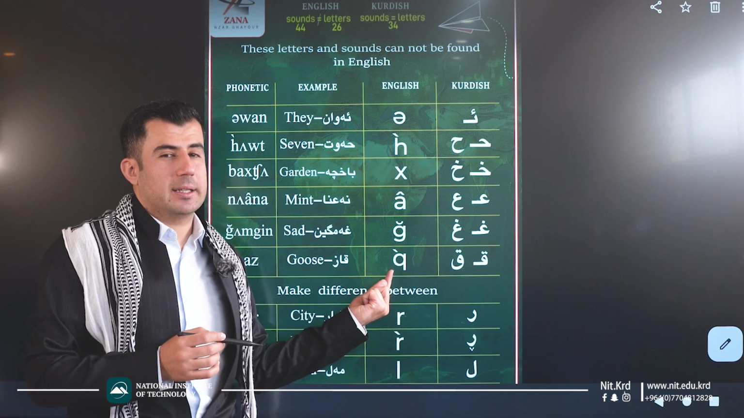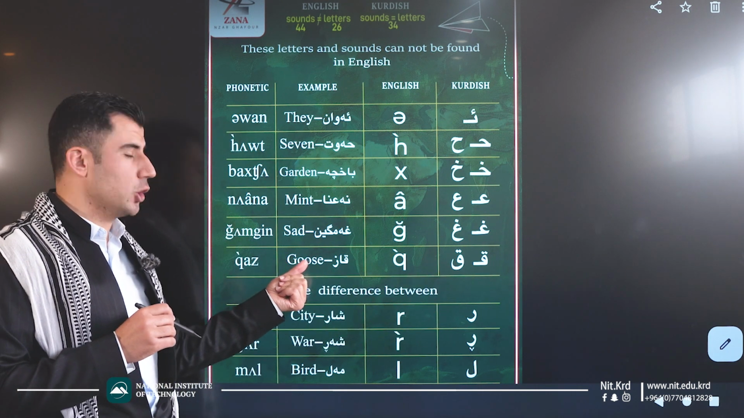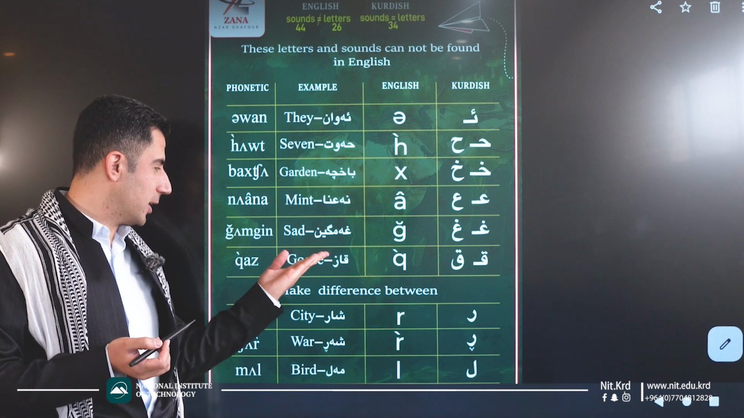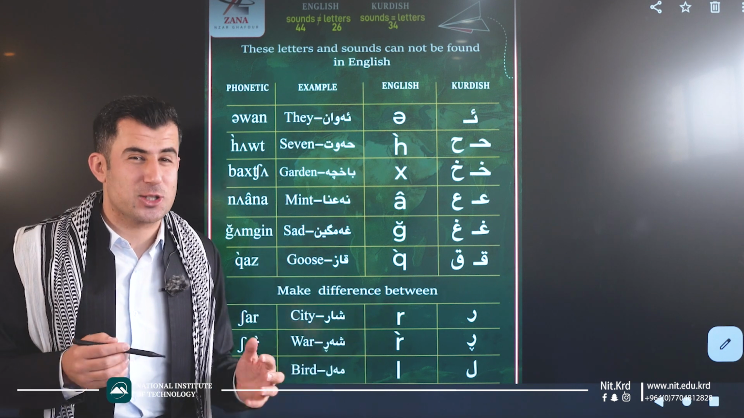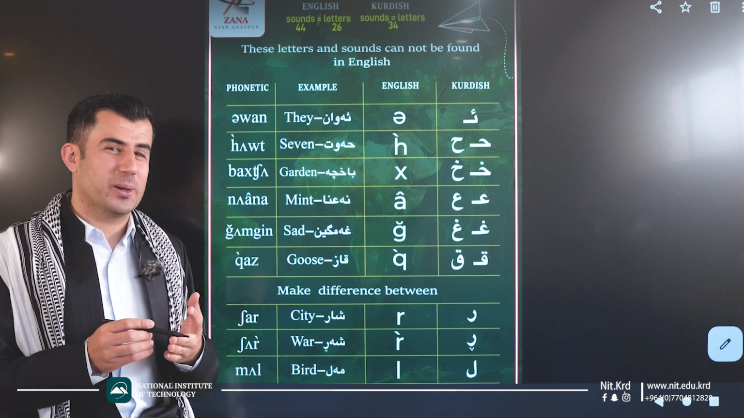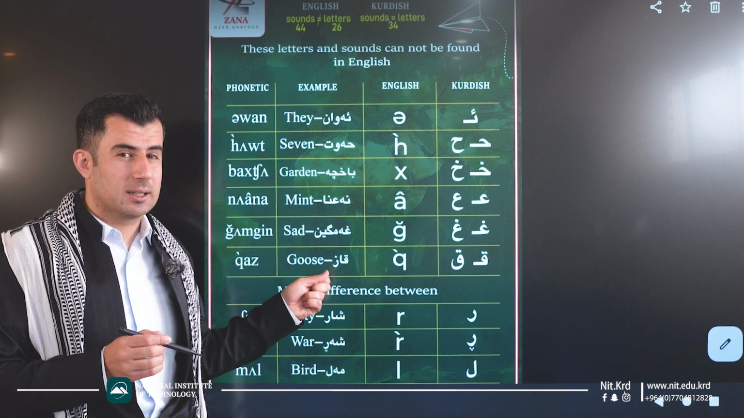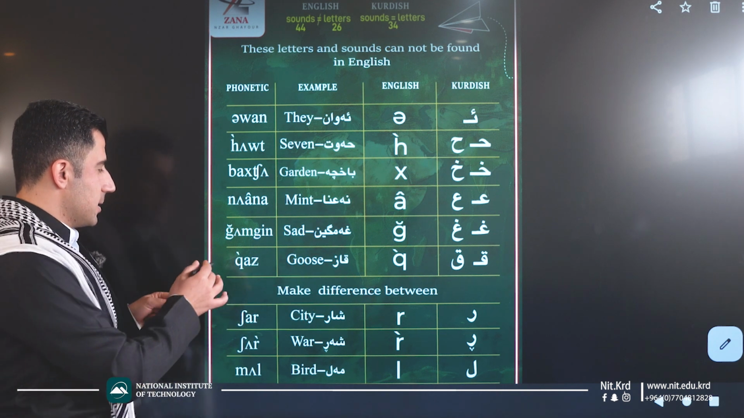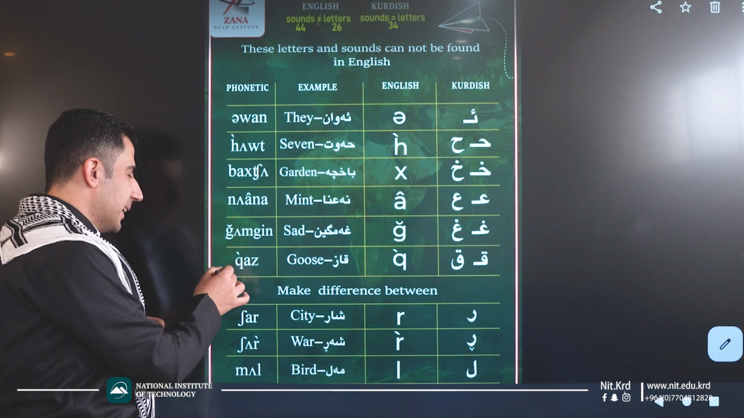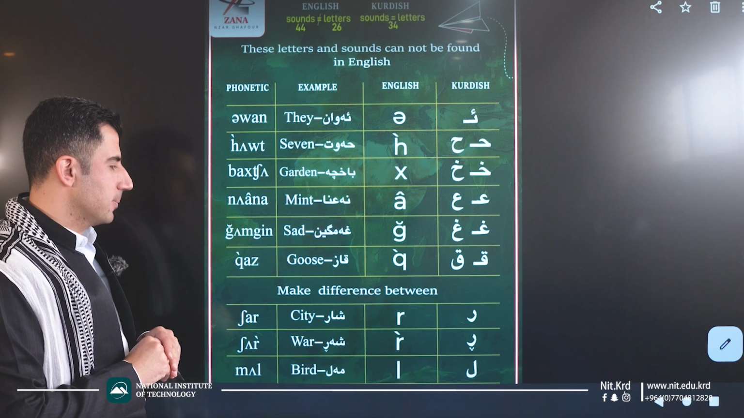And also Q. I use this sign, Q with a stress. It becomes Q. For example, goose in English. In Kurdish we say qaz. It is not gaz, it's not kaz, it's not khaz. No, it is qaz. This is the symbol for q, qaz.